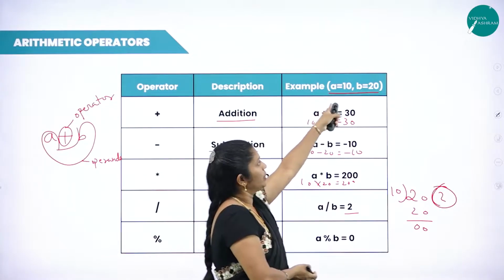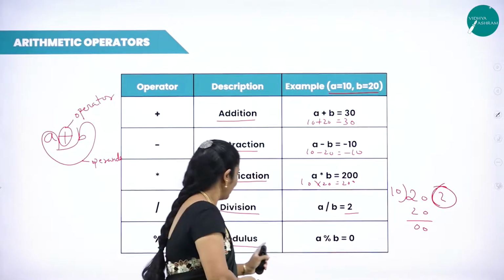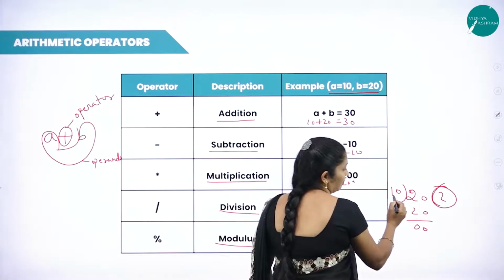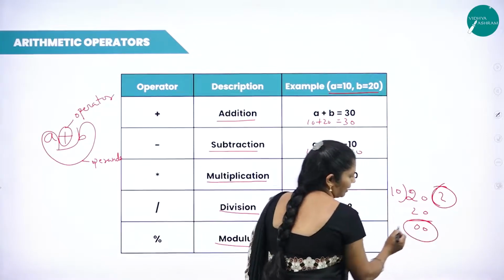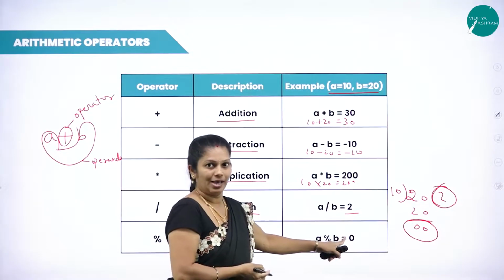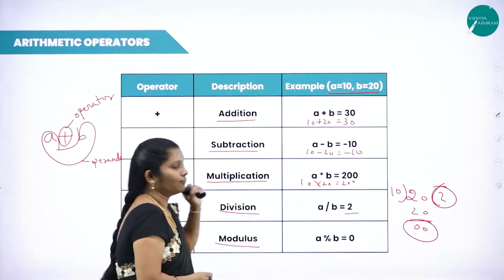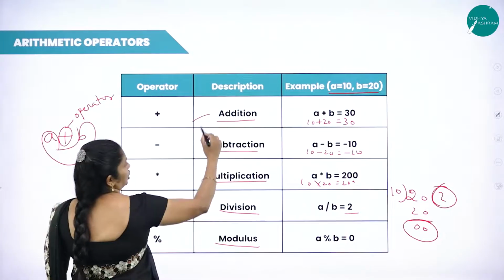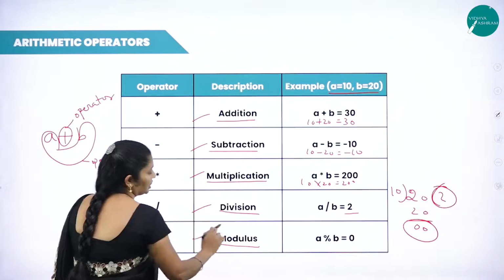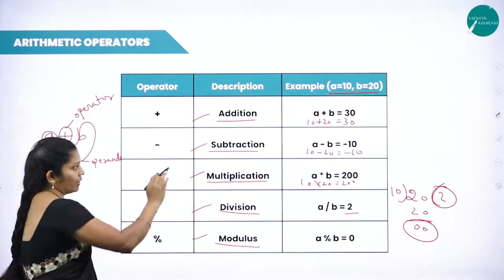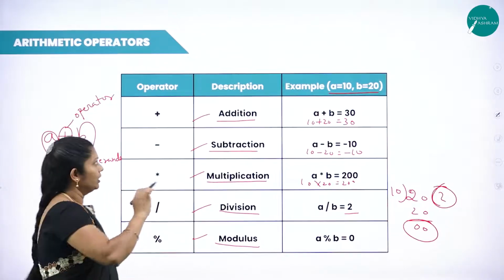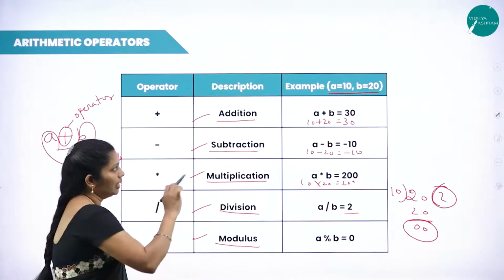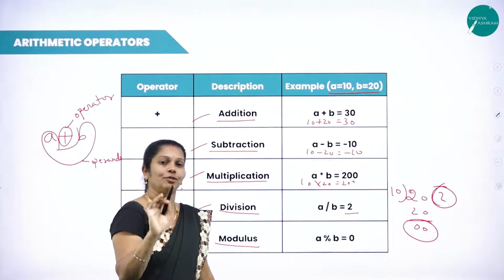Observe here, A equals 10, B equals 20 are given. Then A modulus B equals 0. How? When I divide 20 by 10, the remainder I am getting is 0. That is nothing but modulus. Now is it clear? These are the few arithmetic operators used in SQL: addition, subtraction, multiplication, division and mod. In the exam also, if you write this table, then it is enough. Only the operators, what exactly each will perform, that is the description, then an example, if you write that, that is enough in the exam.